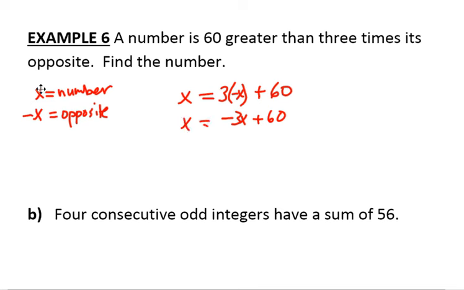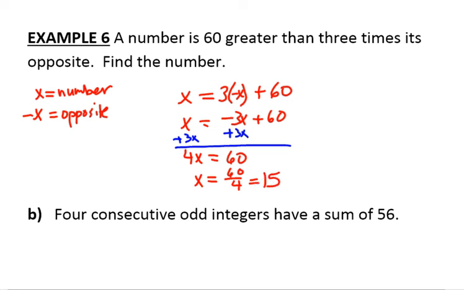x. So to solve that, I'm going to add the 3x to both sides, and as a result get 4x is equal to 60. Divide by 4, so I get 60 divided by 4, which is going to be 15. So the number is 15.